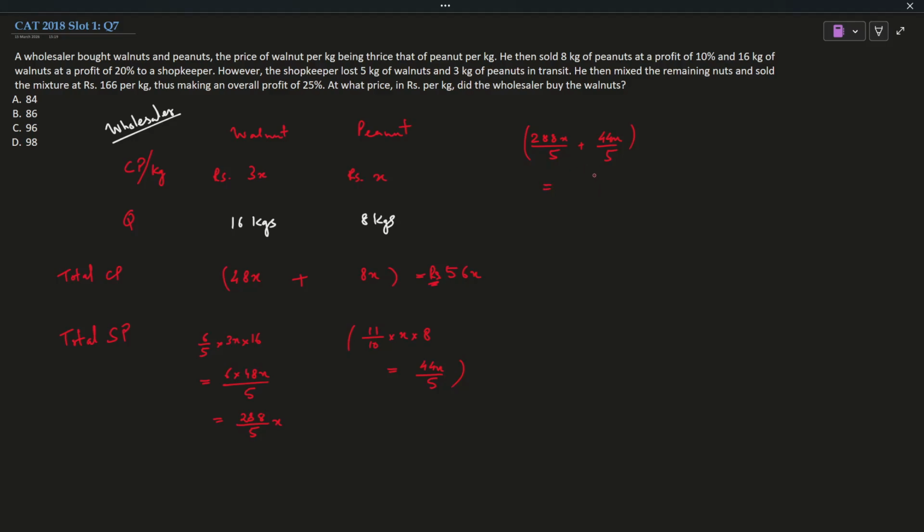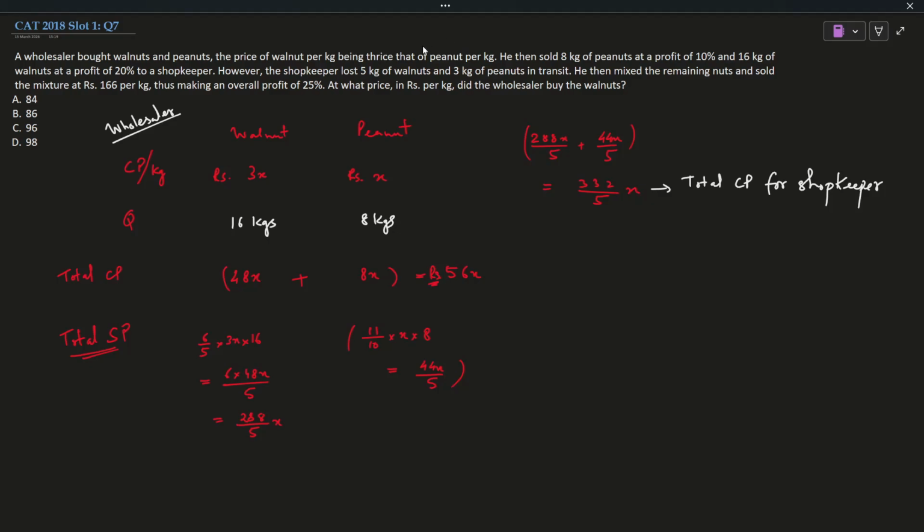So I can say this is the total selling price. That means the total selling price of the wholesaler will become the total cost price for the shopkeeper. The wholesaler has sold the entire mixture of peanuts and walnuts to the shopkeeper at 332x by 5, and the shopkeeper has bought at this price. That means this will become the cost price for the shopkeeper.